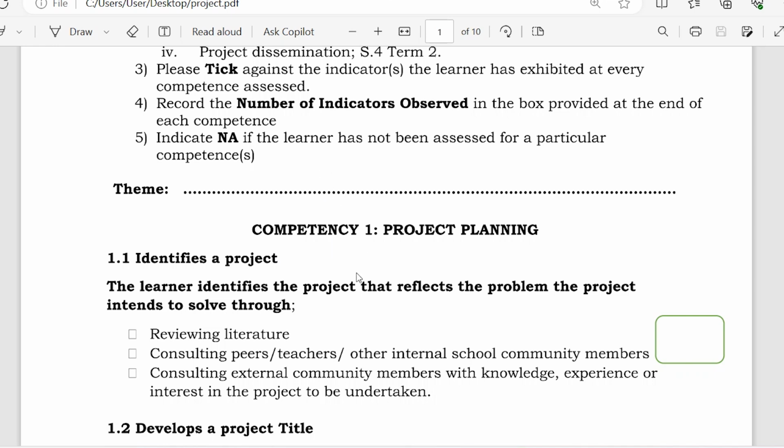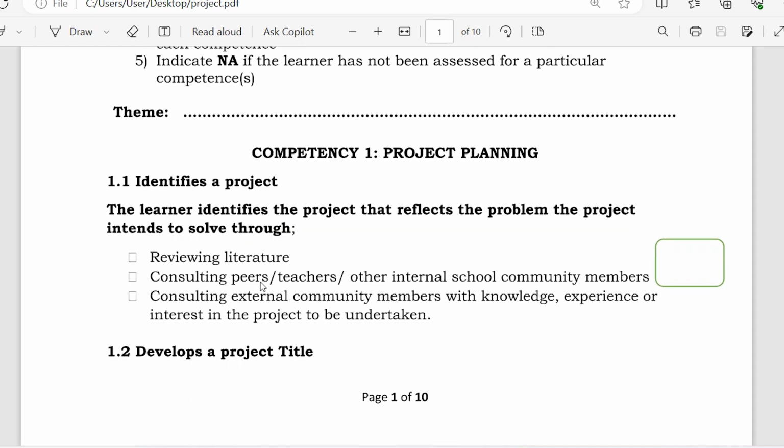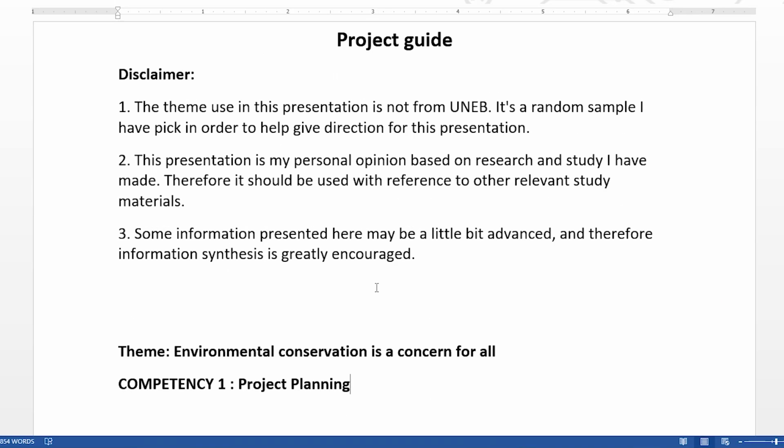The theme will be put here, and this is project planning. Competency 1, project planning. Here we have identify the project. The learner will review literature or consult peers, teachers and other community members, internal or external, such that the learner establishes that the problem exists and so there is need for his or her project.